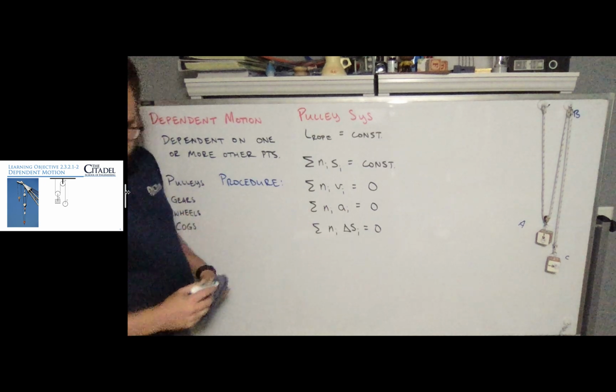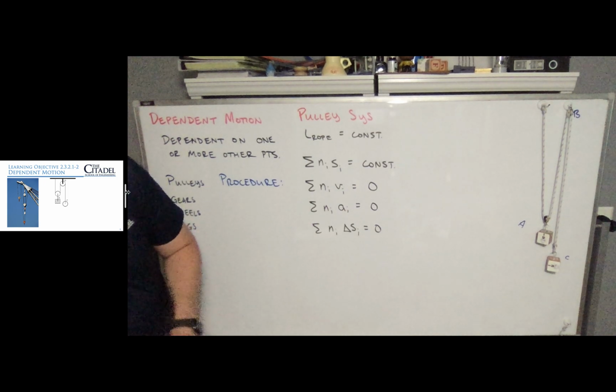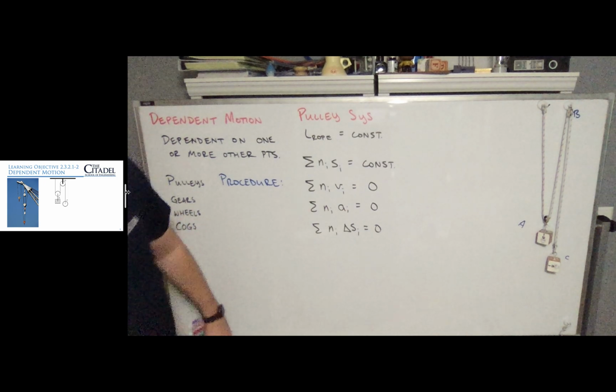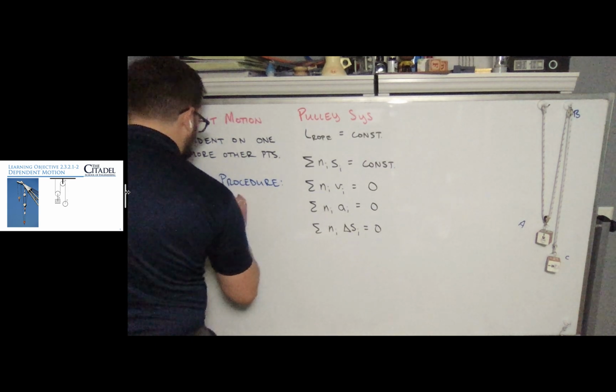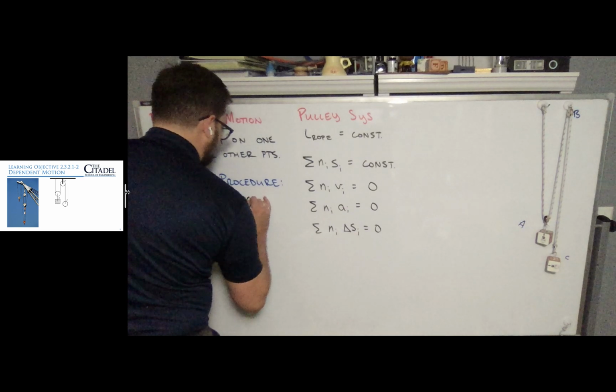So we've got these equations. The first thing we want to do is establish our sign convention. In this case, we need a local sign convention.